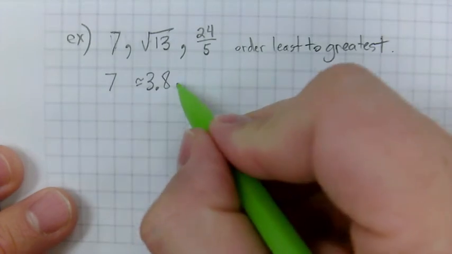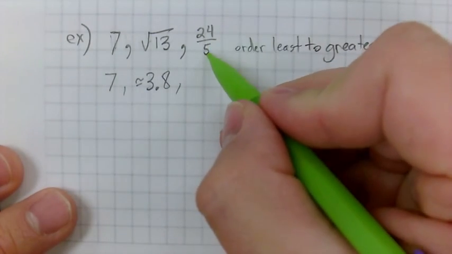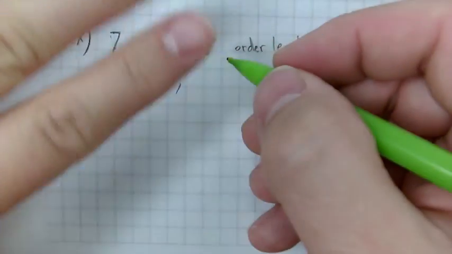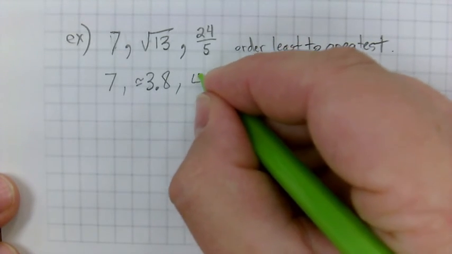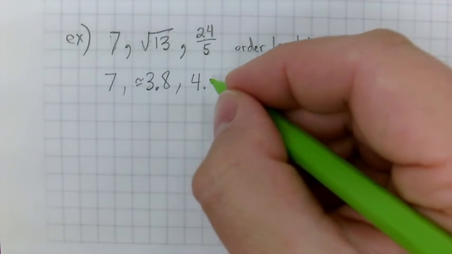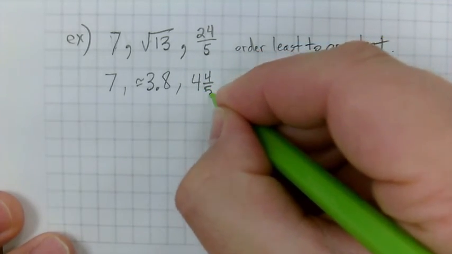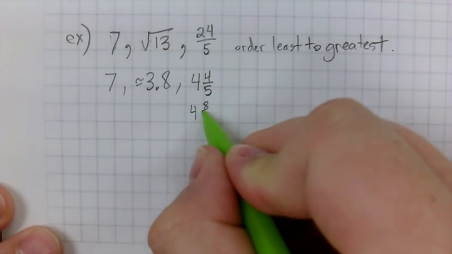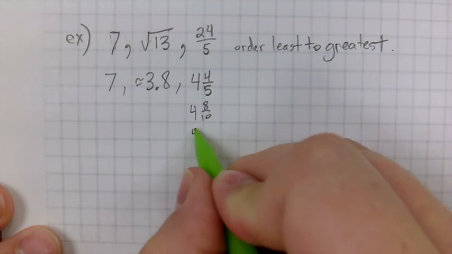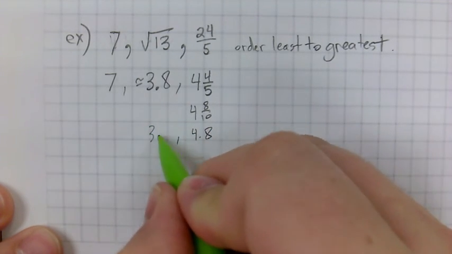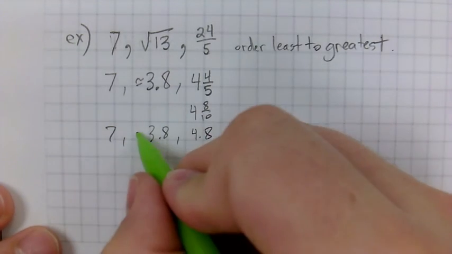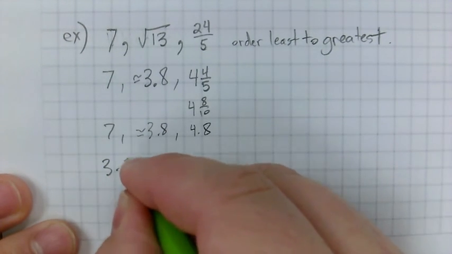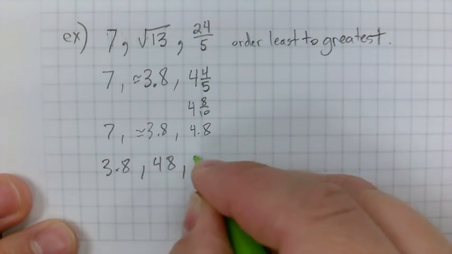And then you might have a fraction here where you've got 24 fifths. How many 5s go into 24? 5, 10, 15, 20. There's 4 of them. So that means it's going to be 4 and 4 fifths. What's 4 fifths? That's the same thing as 4 and 8 tenths. And 4 and 8 tenths is 4.8. So we've got about 3.8, we've got 7, and 4.8. Order from least to greatest, well, it's going to be 3.8, 4.8, and then 7.